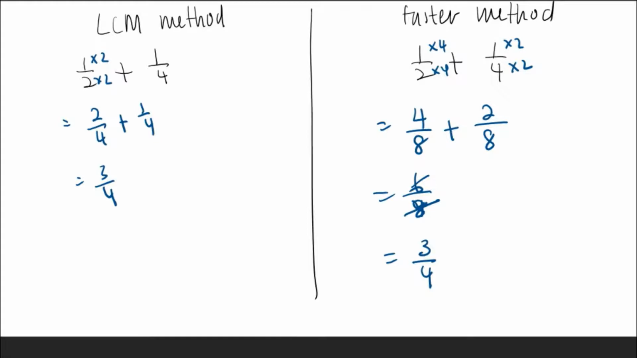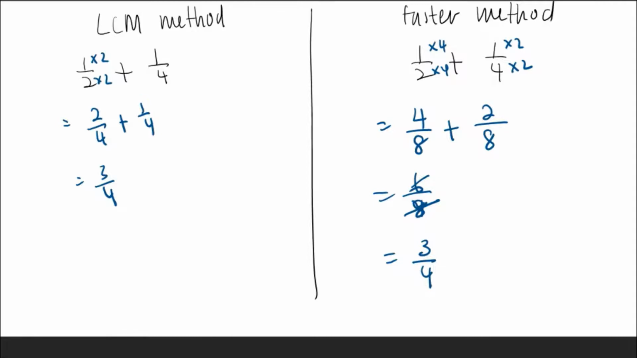So the example of that is the LCM method. You know that the common denominator is 4 because the LCM of 2 and 4 is 4. So you multiply 1 over 2 by 2 over 2, 2 over 4 plus 1 over 4 gives you 3 over 4. And the other method is that you multiply each of the fractions by the denominator of the other.